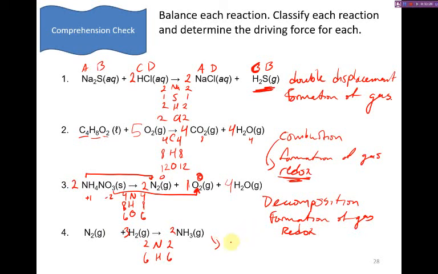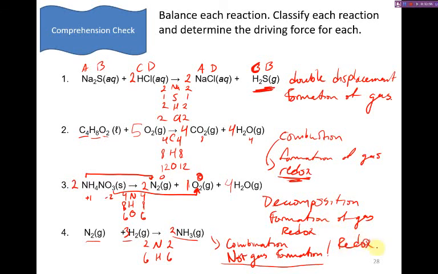This is an example of a combination type reaction. And you might be tempted to say that the driving force is the formation of a gas, but it is not gas formation. The reason for that is because we have only 2 gas particles formed, but we used 4. So we're not actually forming gas. Instead, this is another redox reaction.